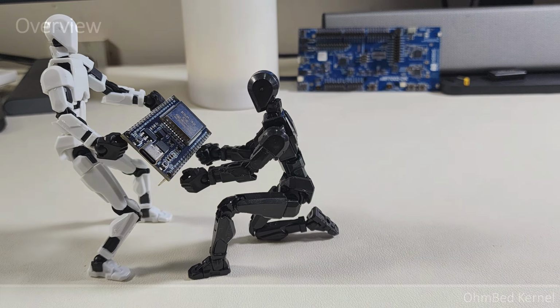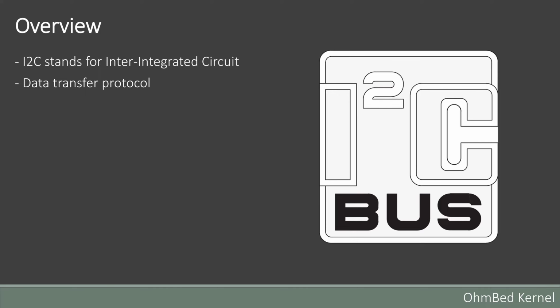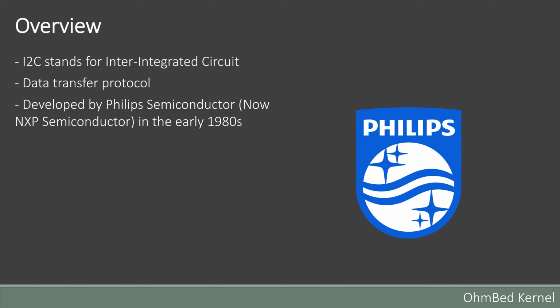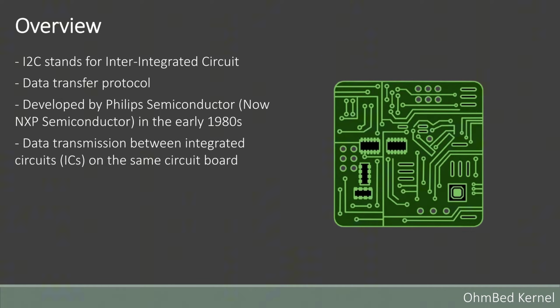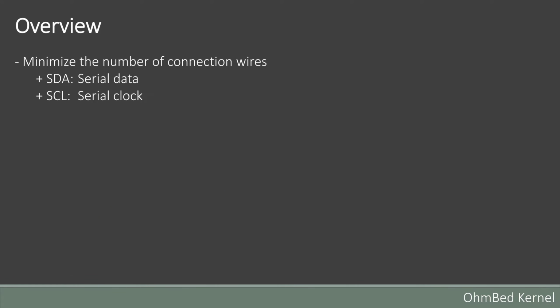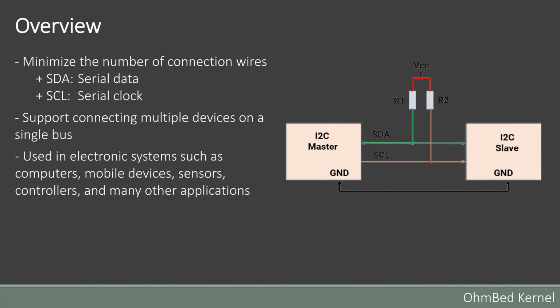Let's take a quick look at the history of the I2C peripheral. I2C stands for Inter-Integrated Circuit, a data transfer protocol developed by Philips Semiconductor, now NXP Semiconductors, in the early 1980s. I2C communication is designed to enable data transmission between integrated circuits on the same circuit board. The main purpose of I2C communication is to minimize the number of connection wires and support connecting multiple devices on a single bus. I2C communication has become a popular protocol in the electronics industry due to its flexible connectivity and cost-effectiveness. Below is the connection diagram of the I2C protocol.